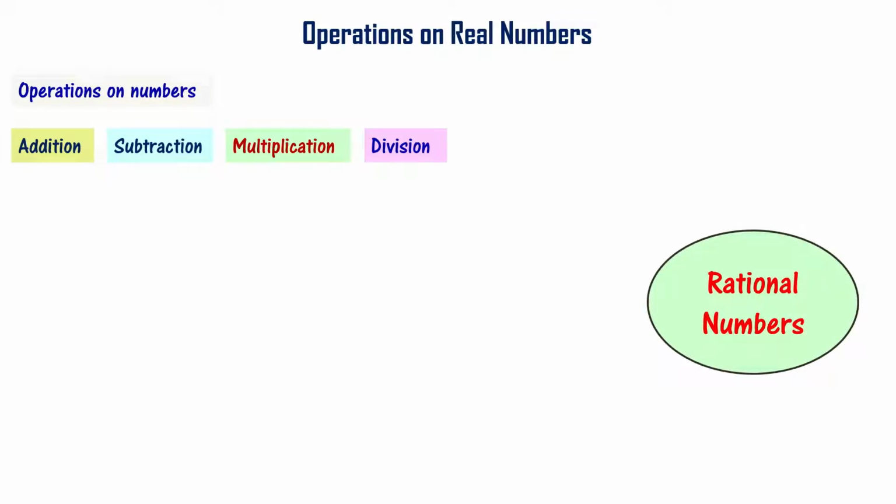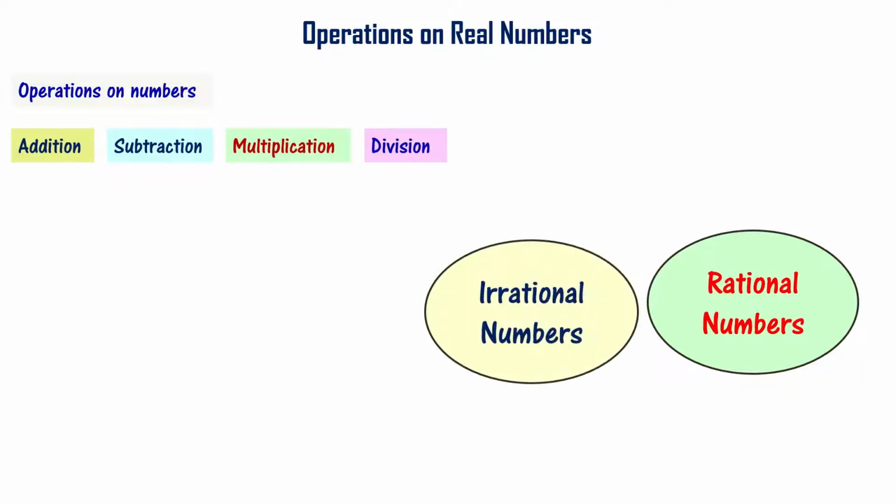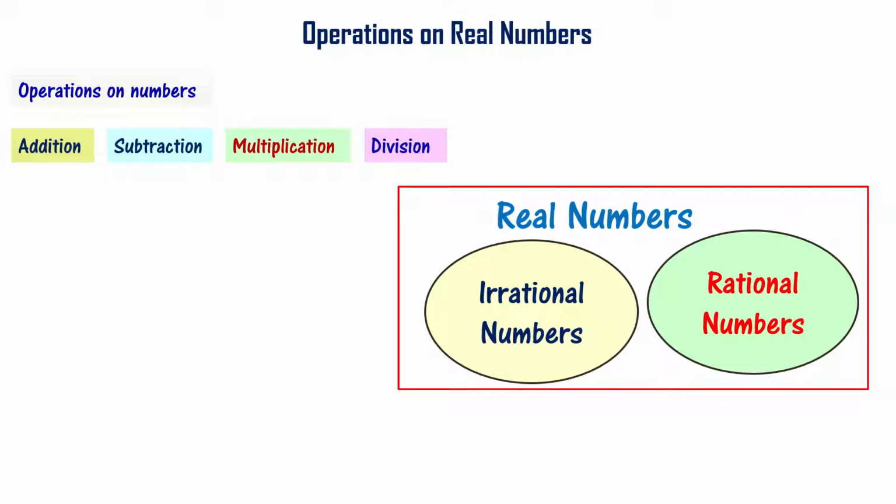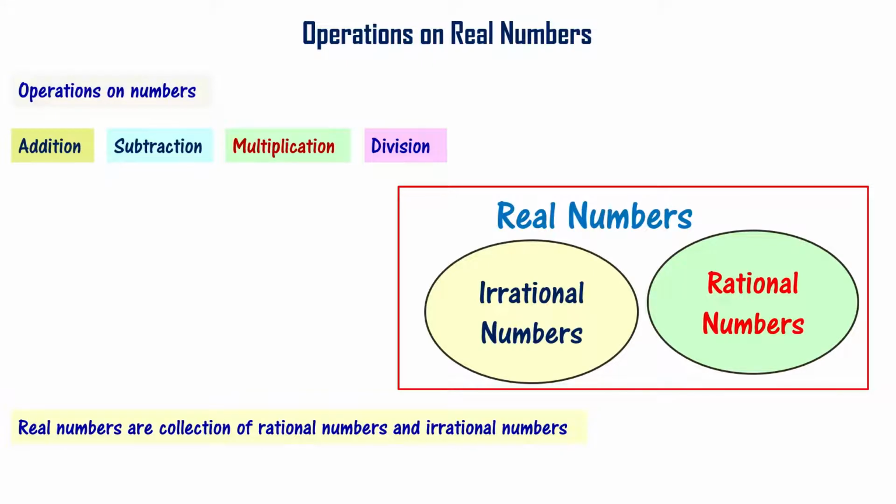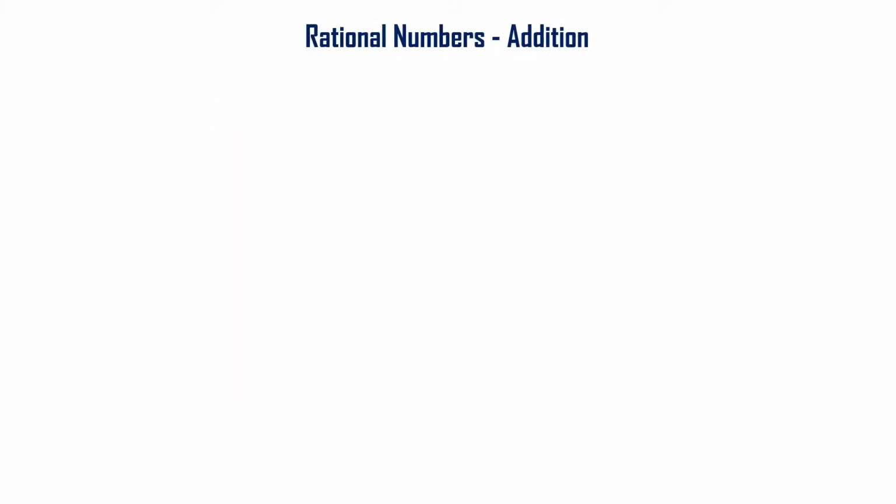We know there are rational numbers, the numbers that can be represented as a ratio of two integers, and there are irrational numbers. Those are the numbers that cannot be expressed as a ratio of two integers, right? When you put together these two sets of numbers, what you have is real numbers. Real numbers are a collection of rational numbers and irrational numbers. Now let's learn about operations on rational numbers first, and then look at operations on irrational numbers.